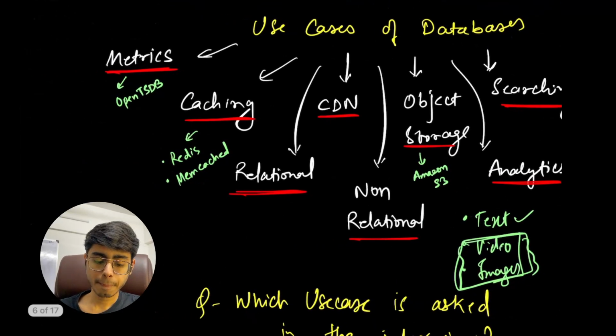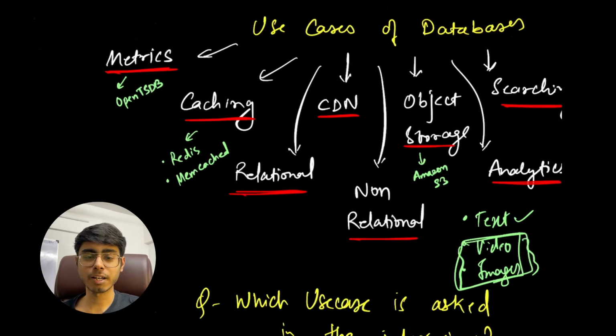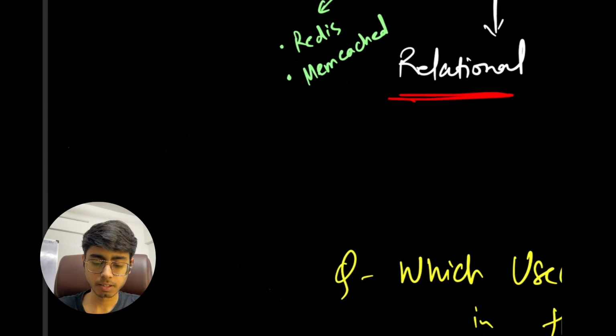Then we have CDN. Can somebody pause the video and tell me in the comment section what the full form of CDN is? I made a reel, a YouTube short, and it's live on my channel. You can watch that, where I gave this example. If you did not watch that short, that is fine. Let me give you that same example over here.